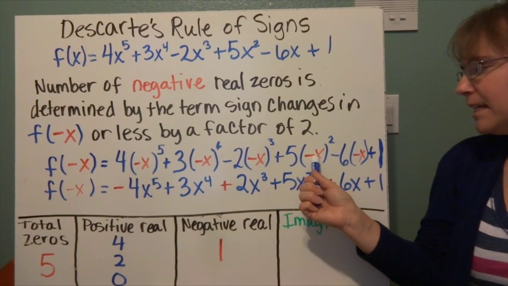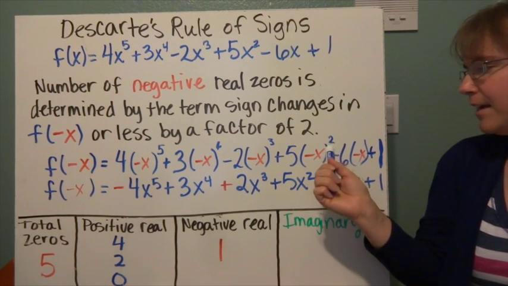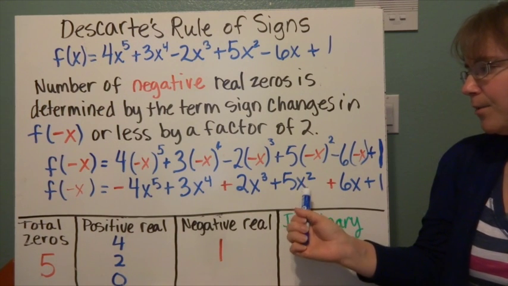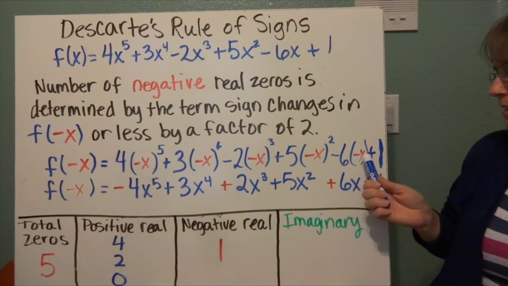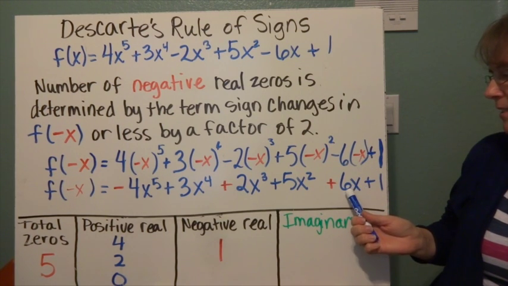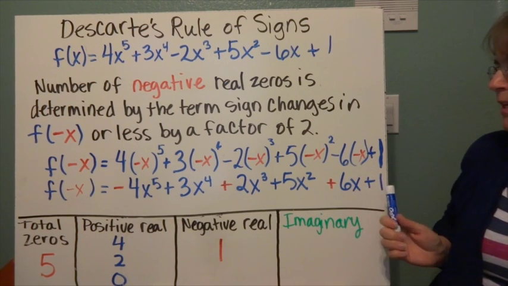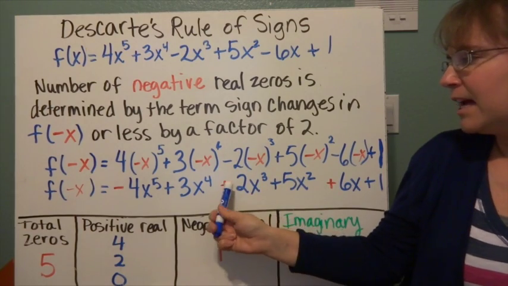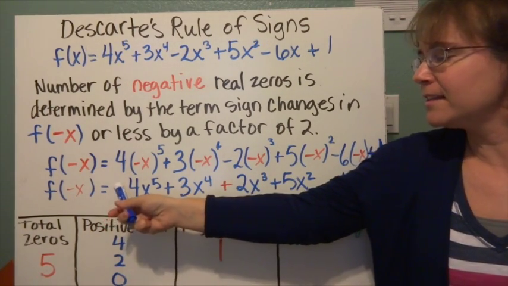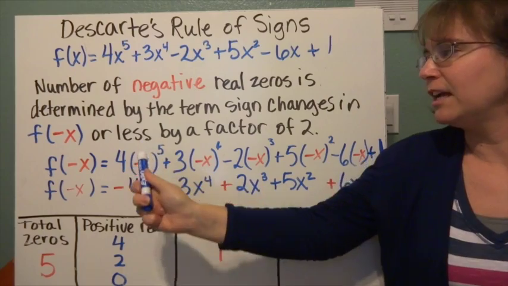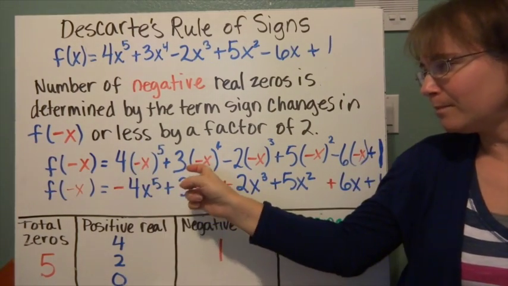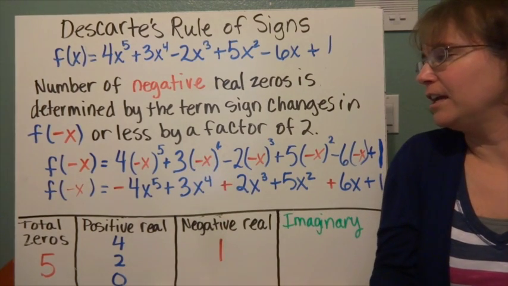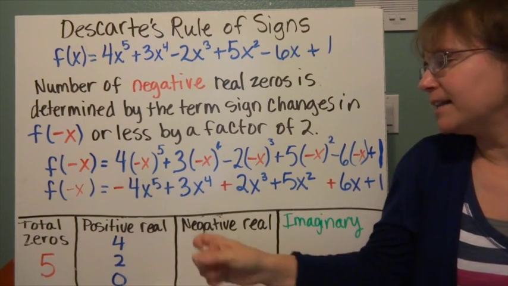And over here, when we take negative x squared, negative x times negative x, that's just the same as positive x squared, so it doesn't change this sign. Over here, negative 6 times negative x is going to give me a positive 6x plus 1. Now notice, the only time my signs are changing from f of x is when I have an odd degree. And that's because when I have an odd degree, that negative shows up. If I have an even degree, the negative and negative make a positive.